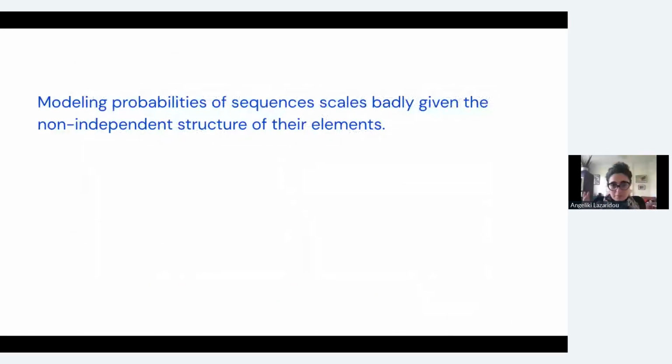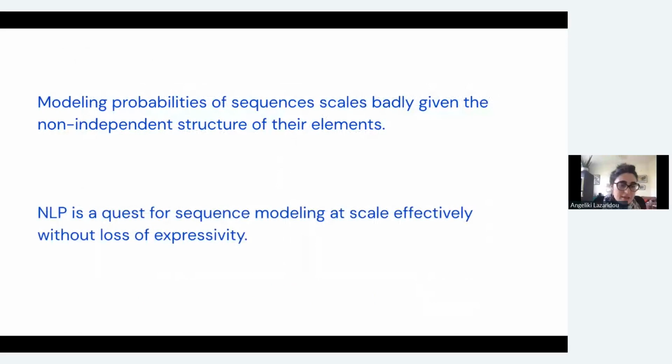In NLP, it's fair to say that one of the main bits of NLP is to find a way to effectively and without loss of expressivity give us a way to do this sequence modeling.